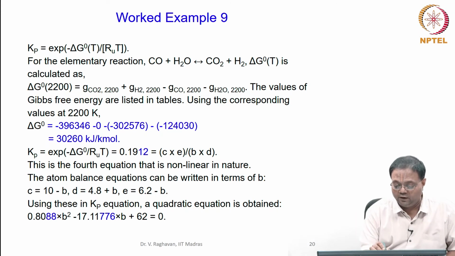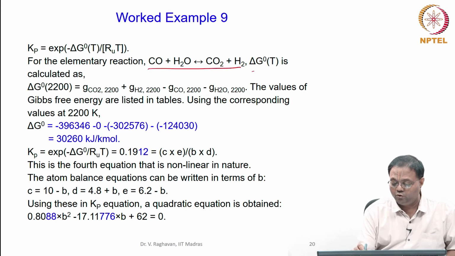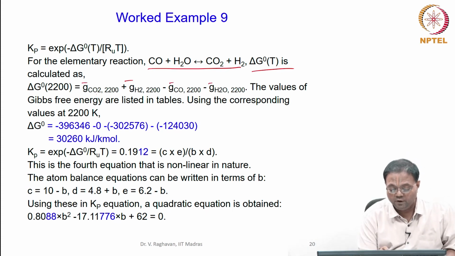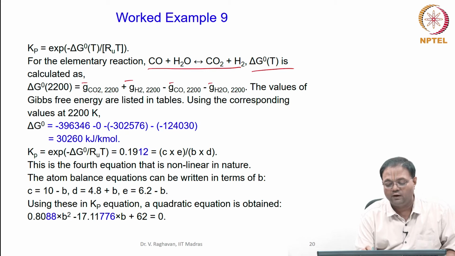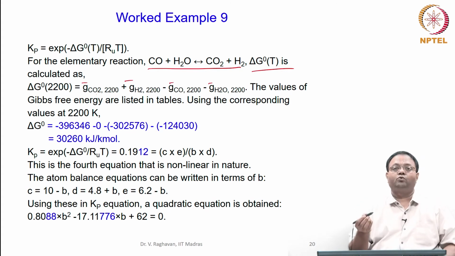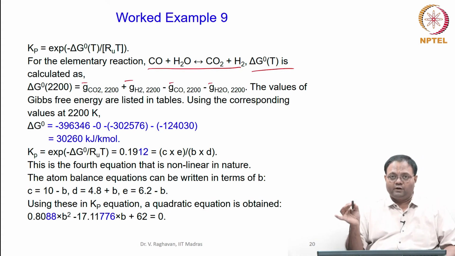So the elementary reaction is this. Delta G is got as, on the product side first, G of CO2 at 2200 plus G of H2 at 2200 (you can also put the overhead bar, I have removed it for simplicity), minus the reactant side, G of CO at 2200 and minus G of H2O at 2200. So again you can go to the tables.